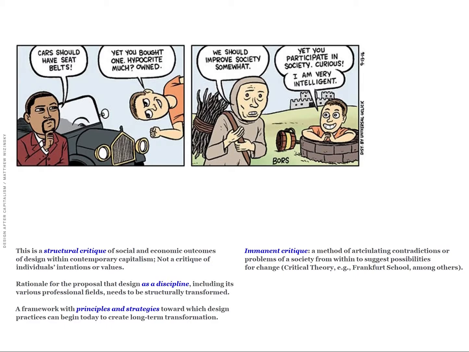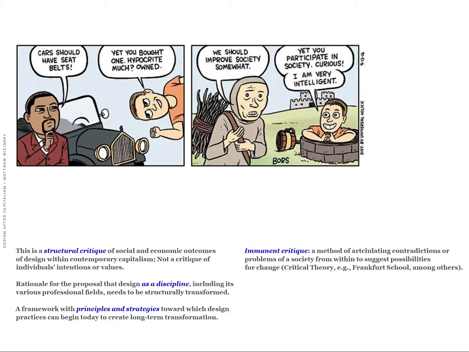And this is to say that it is a structural form of critique. It's not a critique of specific individuals or their particular intentions or values, but really looking at the way that the social structures and institutions that we have are creating certain social and economic outcomes. And design is one piece of that puzzle, but what are the outcomes of design under contemporary capitalism?